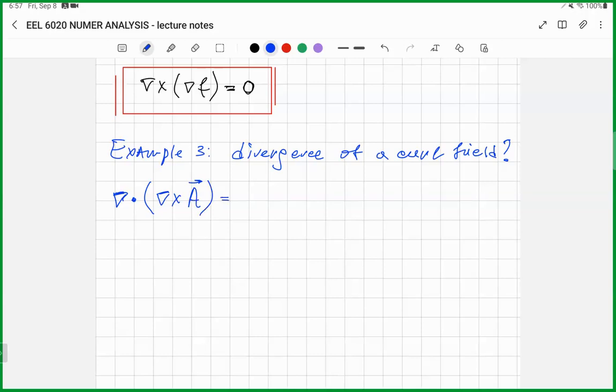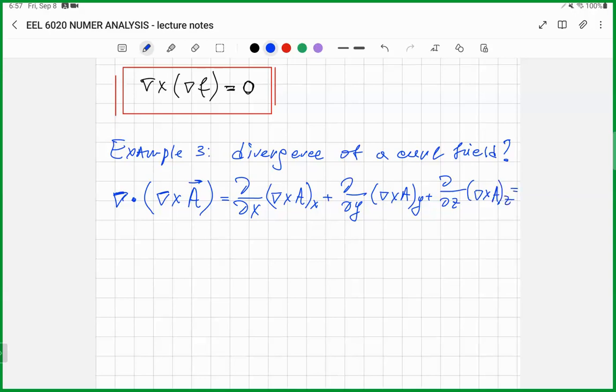Okay, so by definition of divergence, it is d over dx plus d over dy plus d over dz. So it's going to be d over dx of the x component of the curl, then plus d over dy of the y component of the curl, and finally d over dz of the z component of the curl. I omit the arrows for the vectors for simplicity and also to make it tidier.